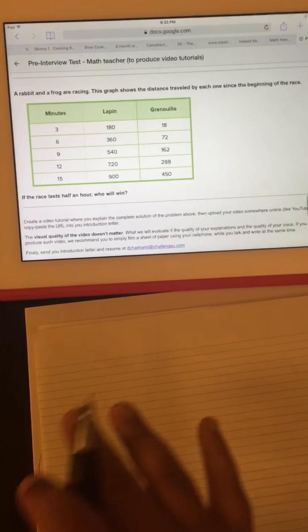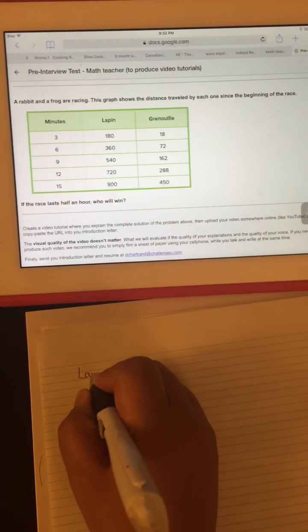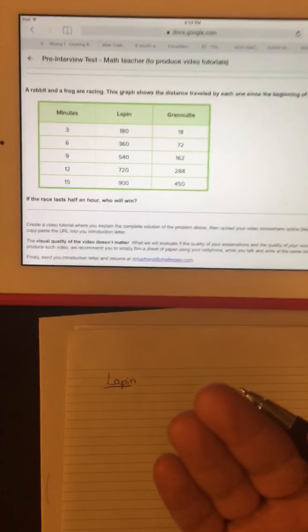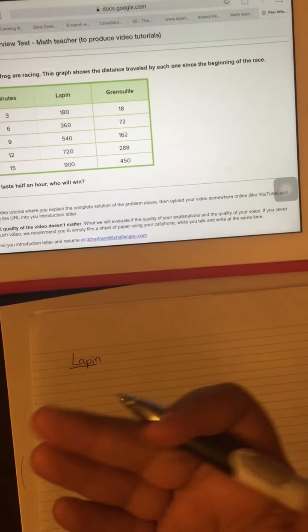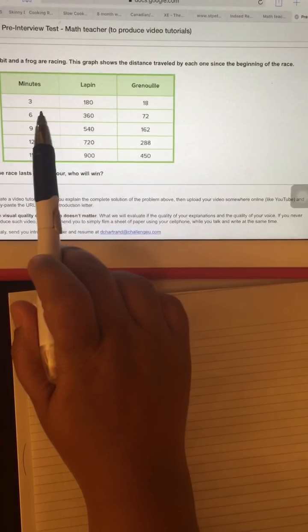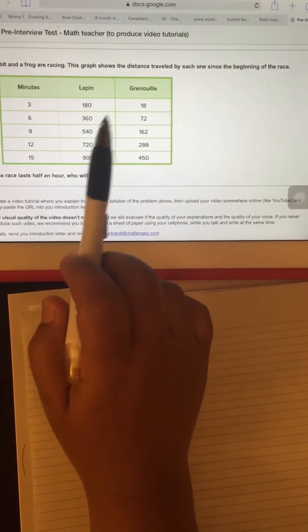So we'll start with our rabbit, which is the lapin. And I need to determine how quickly he's running, what's his speed, to be able to then figure out how far he'll have gone at the end of that 30 minutes. So we start by seeing that there's no units here. So let's say we're talking about distance of centimeters.